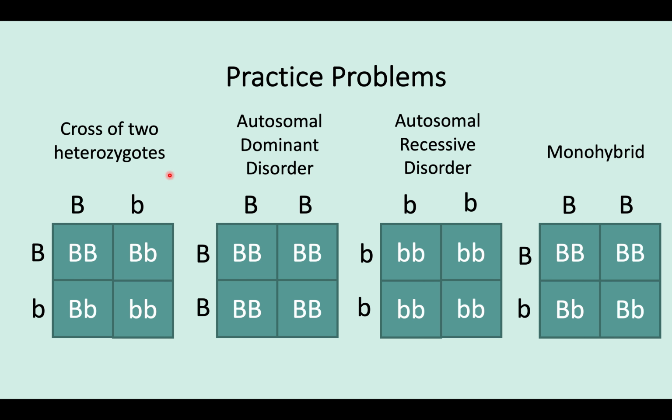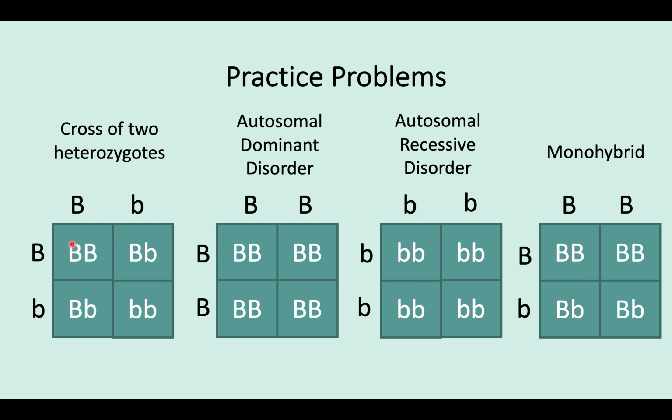But in this case, we're talking about a cross of 2 heterozygote parents. So remember, a heterozygote would be 1 dominant gene and 1 recessive. So we have a capital B in this case and then a lowercase b. Same thing over here because we have 2 heterozygous parents. So we have a capital B and a lowercase b.